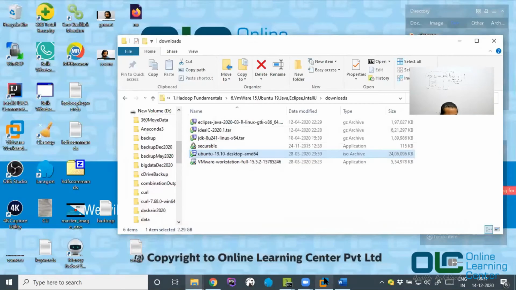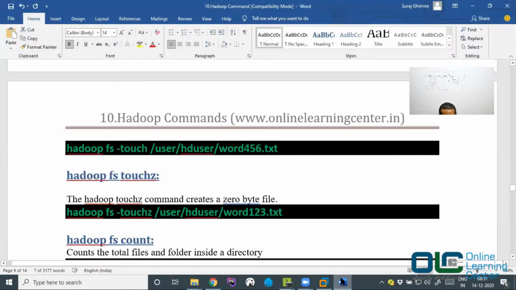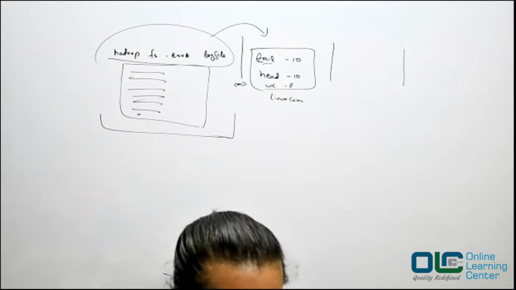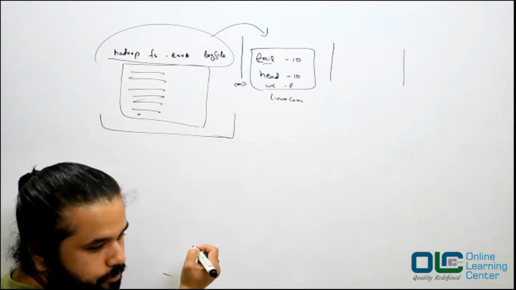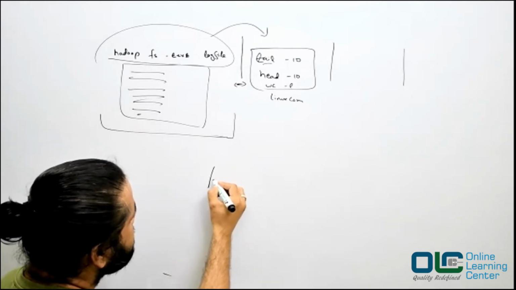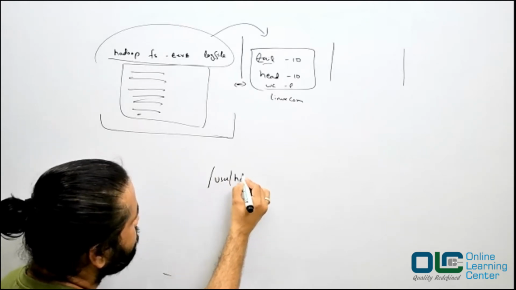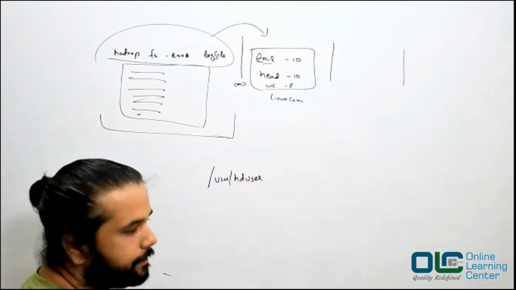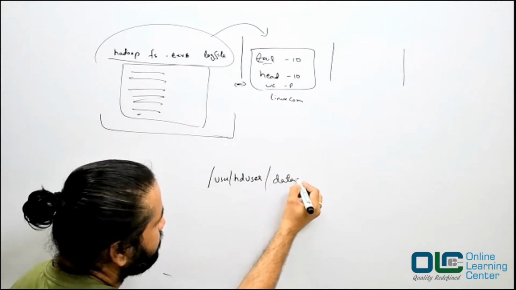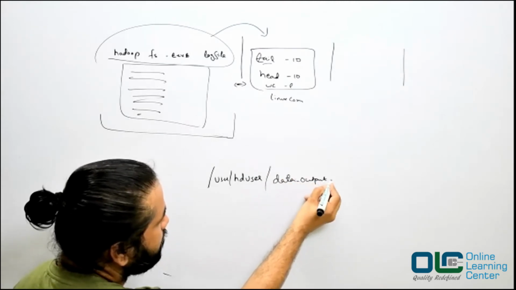Now you may ask me, hey, can you tell me a real-time case where this touch would be useful? You will understand that later, but let me just give you a small idea where exactly this touch can be used. Back to the board. Suppose you have a path, say /user/hduser, and there is a folder called data output, right?